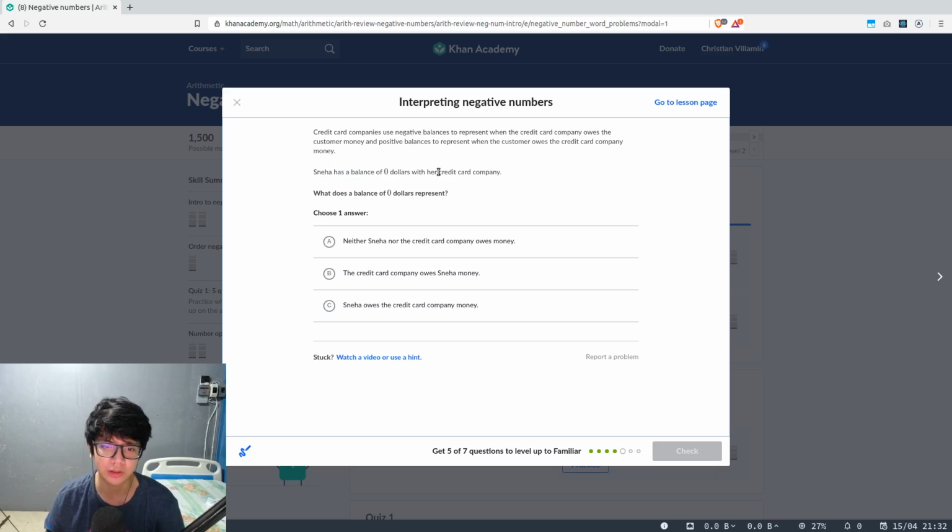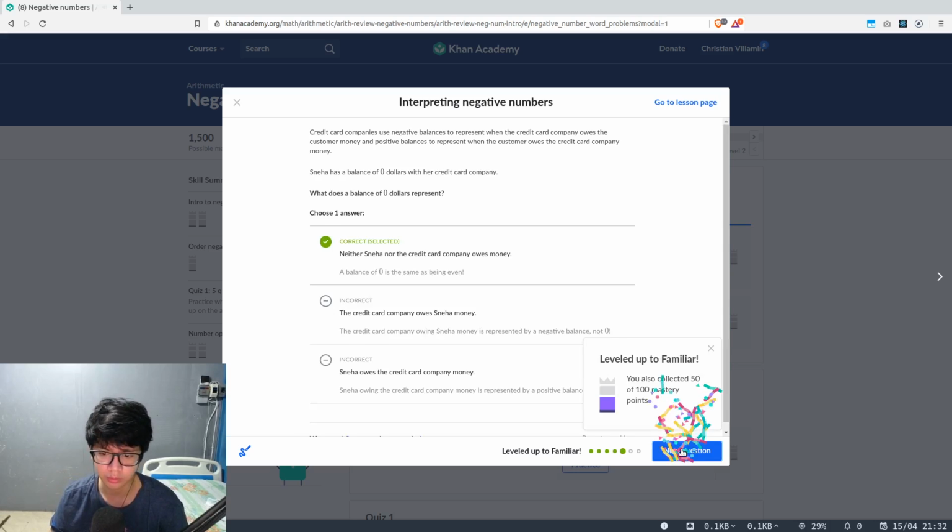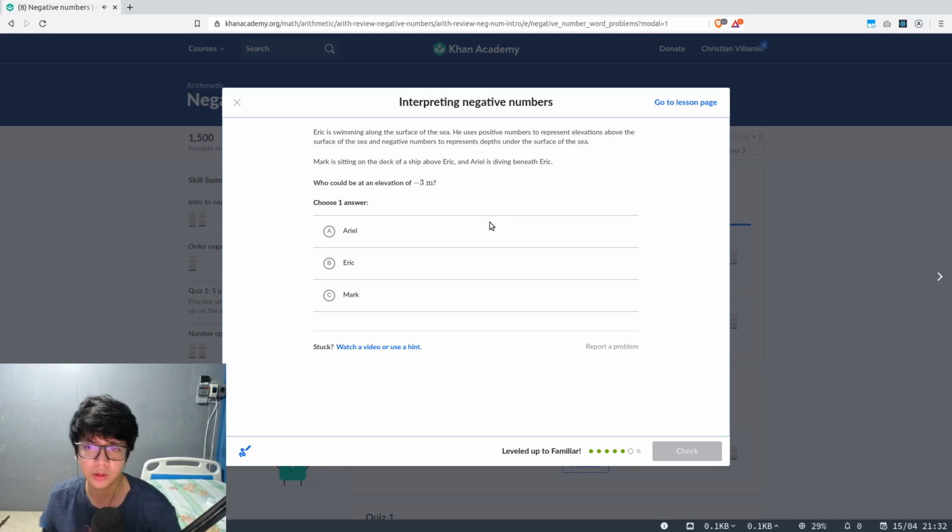There's a balance of $0 with her credit card company. Oh, no one owes no one. Eric is swimming along the surface of the sea. He uses positive numbers to represent elevations above the sea. Oh, the surface of the sea, negative 3%.